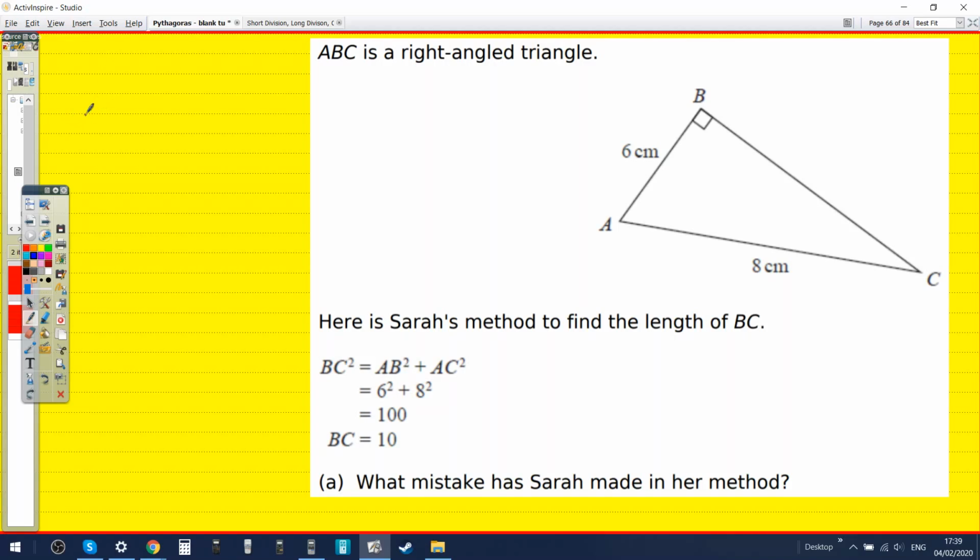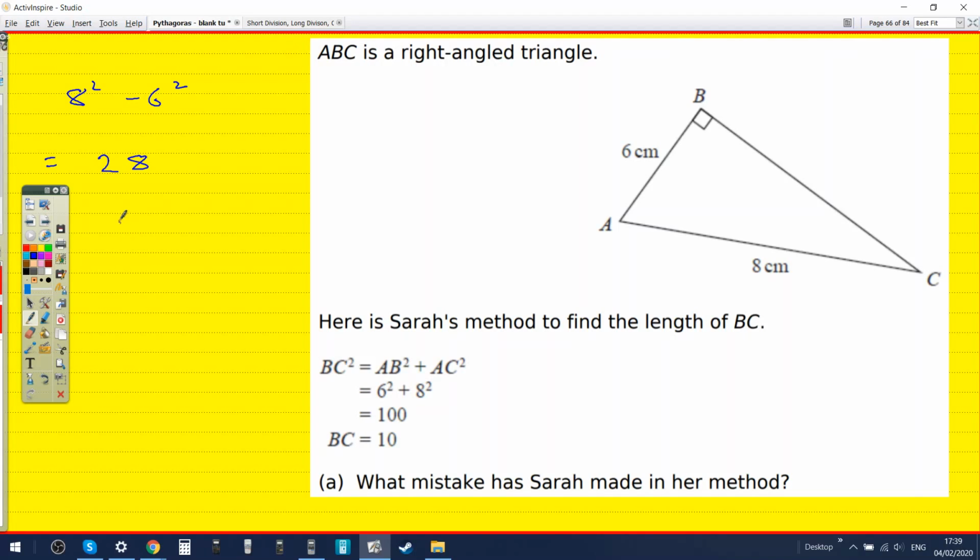Okay, what would you get? And when you find the square root of it, it's minus 28. Does it give you an error? Yeah. That's because it's negative. It should have been 8 squared minus 6 squared. And so it would be positive 28.